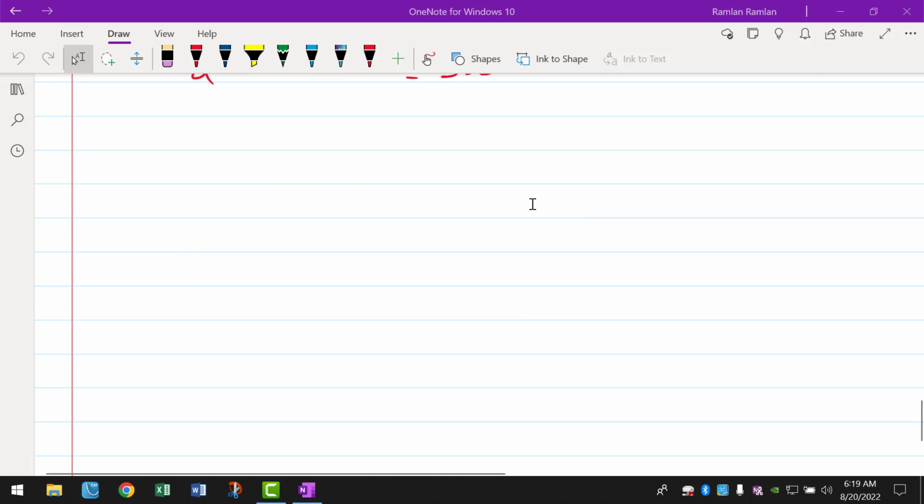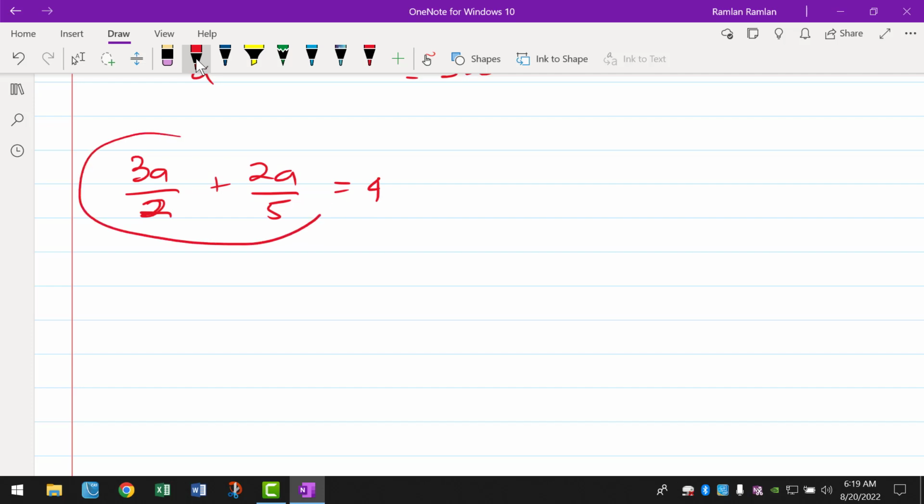Okay, another example. What if we have something like this? We have 3a over 2 plus 2a over 5 equals 4. Like we just learned previously on how to simplify algebraic fractions with addition like this, let's just focus on the left side of the equal sign first, because the right side is just alone. So let's simplify this operation first.